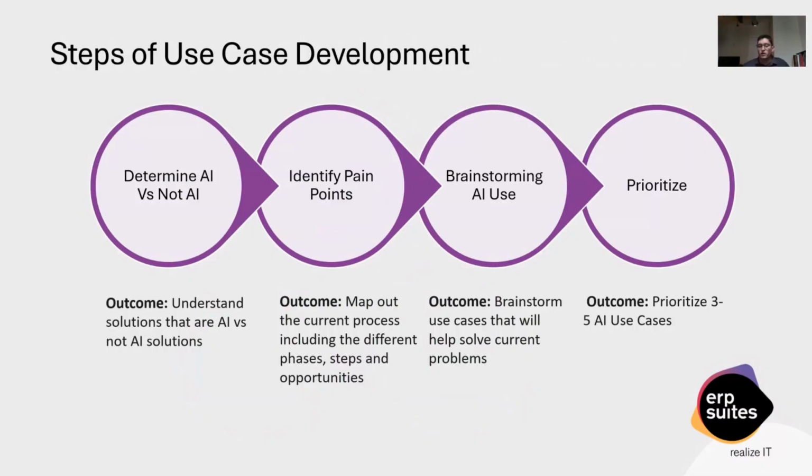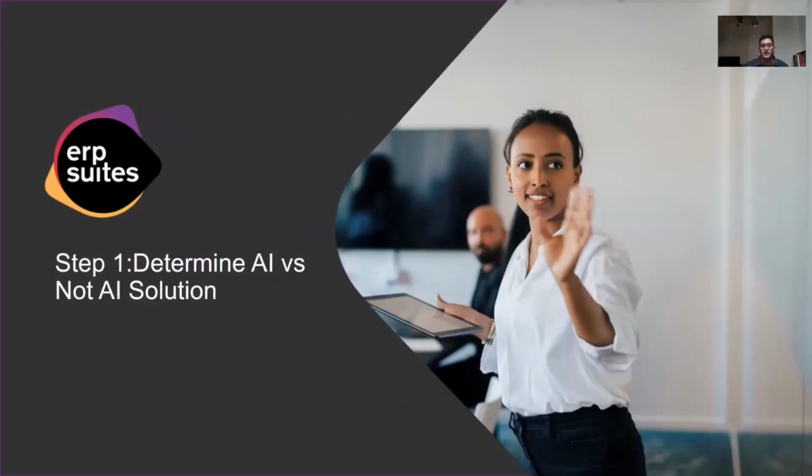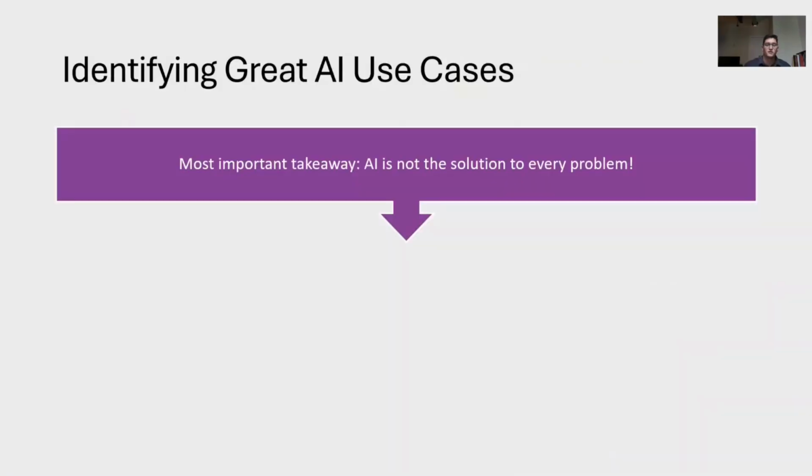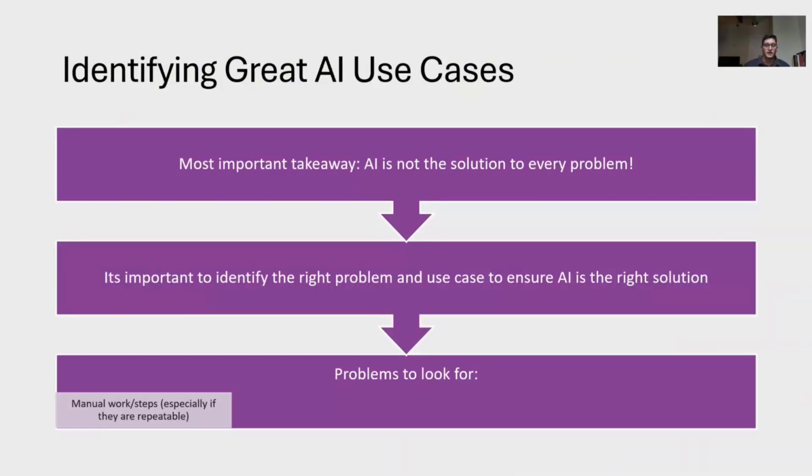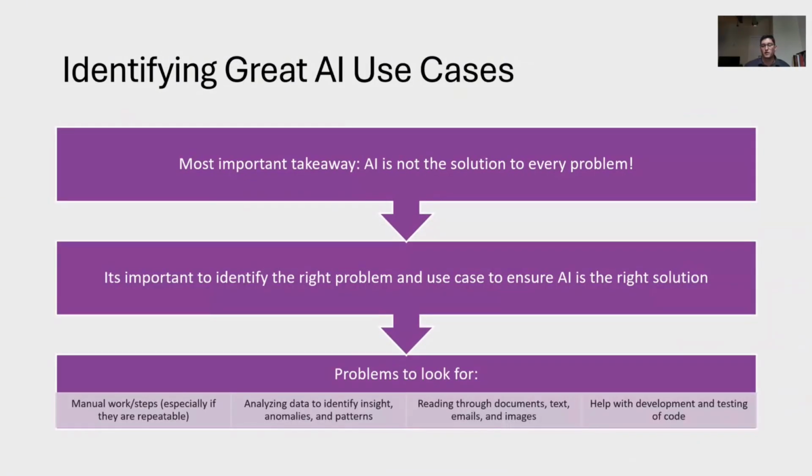So with that, step one is determine AI versus not AI solution. The biggest thing is just knowing that AI does not solve every single problem, right? You don't want to just implement AI into your business. You don't want to just do it to get a competitive advantage against your customers or your current market, right? You want to identify the right problem, as we talked about, that fits that specific AI use case to build out the right solution.